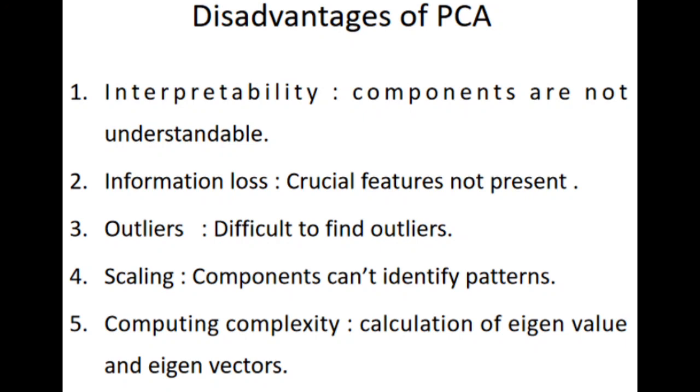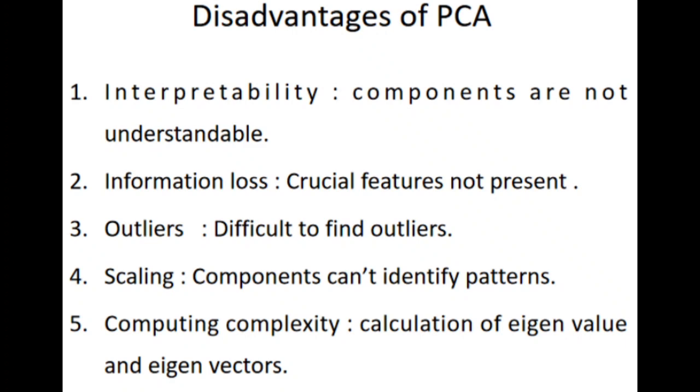Scaling. PCA makes the assumption that the data is scaled and centralized. The resulting principal components might not correctly depict the underlying patterns in the data if the data is not scaled properly. Computing complexity. For big datasets, it may be costly to compute the eigenvectors and eigenvalues of the covariance matrix. This may restrict PCA's ability to scale and render it useless for some uses.